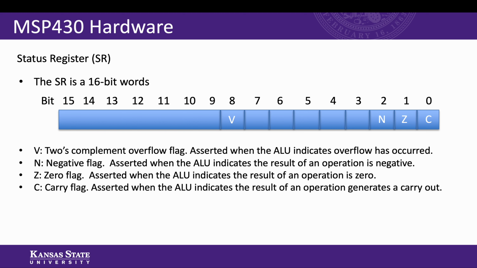Bit C is the carry flag. We might want to know when we have a carry out, because the ALU performs an addition or subtraction, and remember, subtraction is an addition of a 2's complement. The carry flag is asserted when a carry out occurs at the most significant bit. Otherwise, C is 0. All of these bits are reset to 0 when the MSP430 is reset.